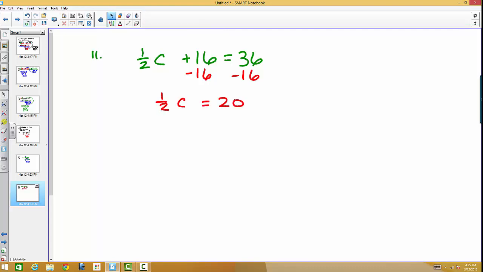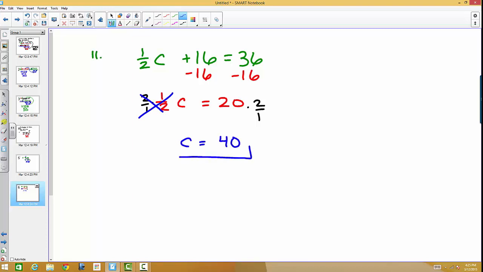Now, whenever you have a fraction, the easiest way to undo it is to multiply by the reciprocal. What you do to one side, you need to do to the other. So over here on the left, all of this cancels. So you get C equals 40, or 40 over 1, which is the same thing. So she had 40 comic books.